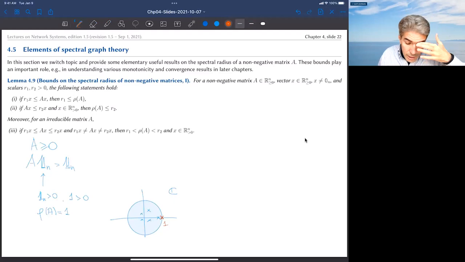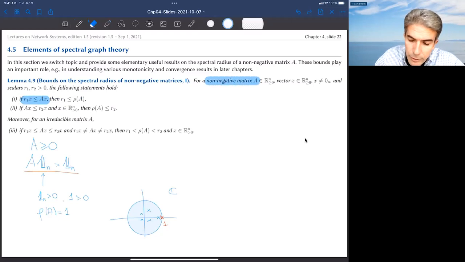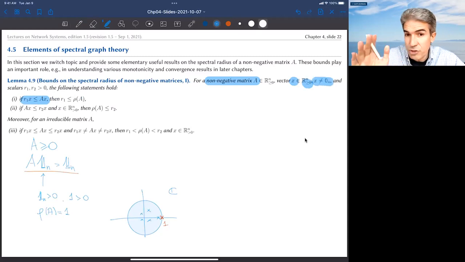Now the question is, suppose that you don't know this fact for sure. Maybe you have a weaker property of A. Can you say something about where rho is? And so a weaker property is this property. Suppose you know A is non-negative, so that's easy to check. And you know there is a vector. Instead of vector 1n, I'm going to allow an arbitrary vector x. And the vector is non-negative, but not necessarily different from zero, but it could have some entries equal to zero.